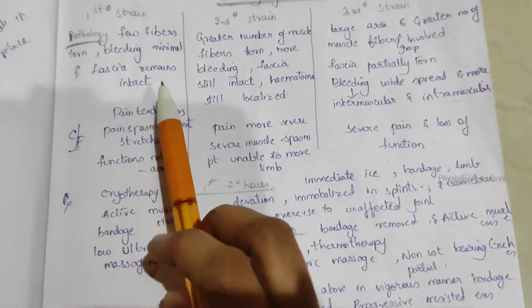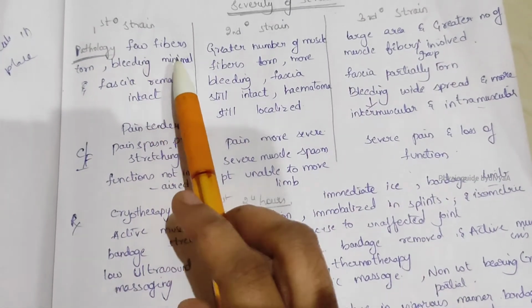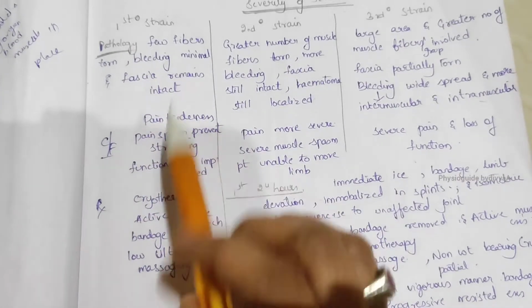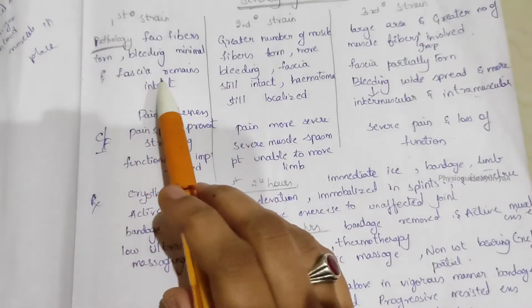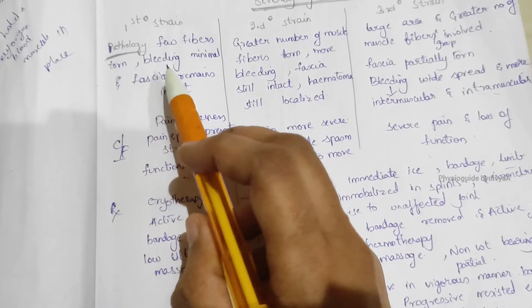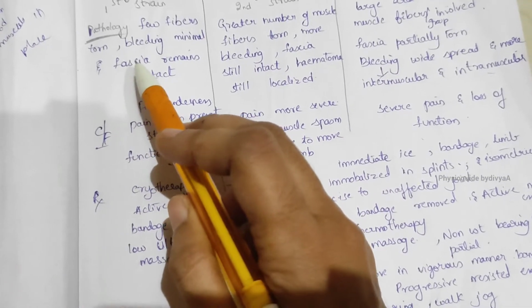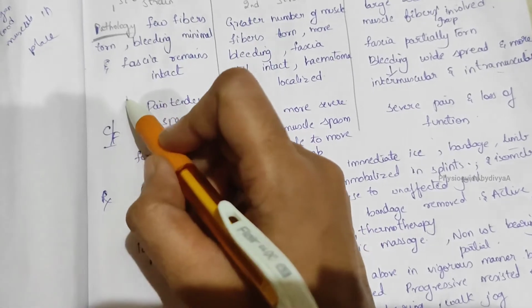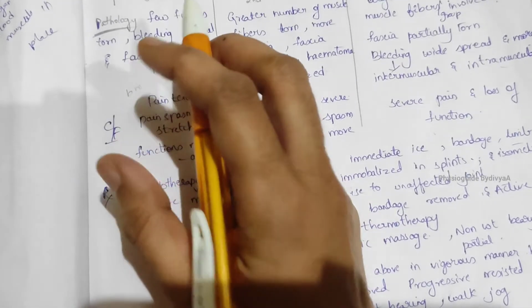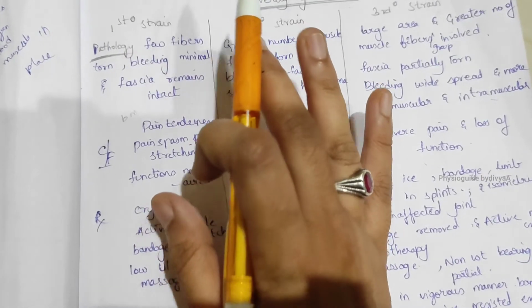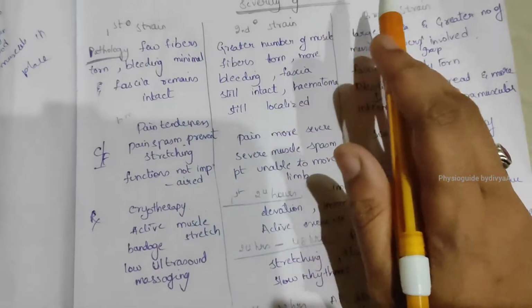Now we'll read primary strain. Here a few fibers are torn, meaning ruptured, and minimum bleeding is seen, and the fascia remains intact. Fascia is the thin connective tissue that surrounds and holds every organ, like blood vessels and muscles, in the correct place. It remains intact, meaning in the same position, not damaged much.